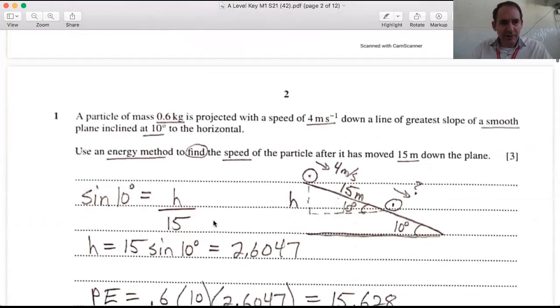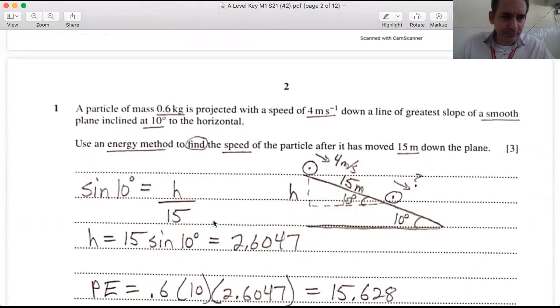For question number one, a particle of mass 0.6 kilograms is projected with a speed of 4 meters per second down a line of greatest slope of a smooth plane inclined at 10 degrees to the horizontal. Use an energy method to find the speed of the particle after it has moved 15 meters down the plane.